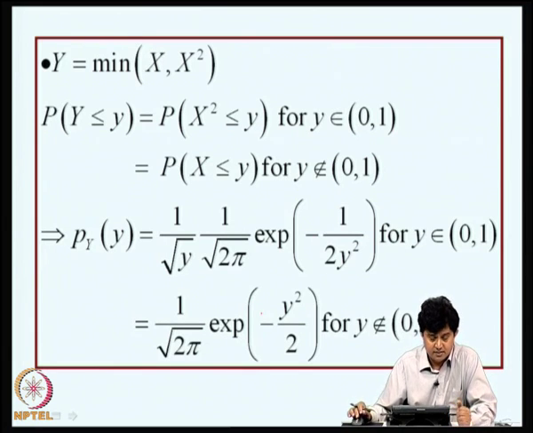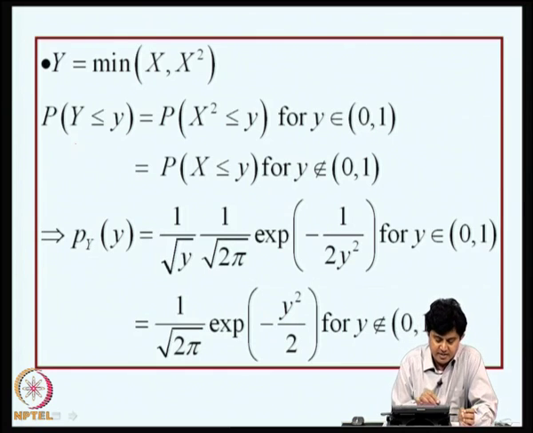How about the function minimum of x comma x square? So, the probability distribution of y is the probability of Y less than or equal to y, that is probability of x square less than or equal to y if y belongs to 0 to 1, or probability of x less than or equal to y if y does not belong to 0 to 1.